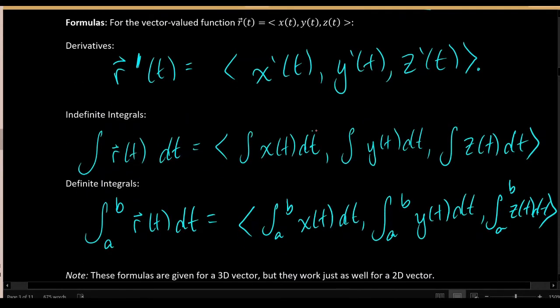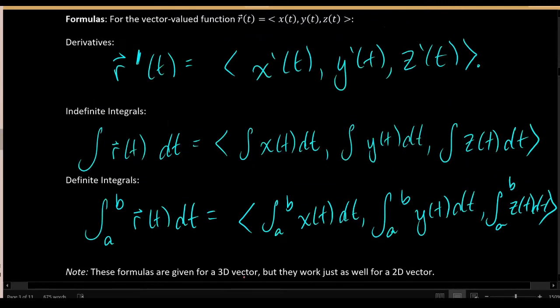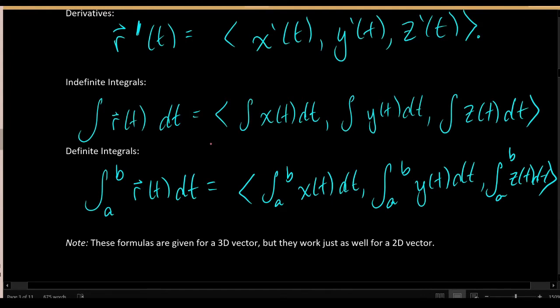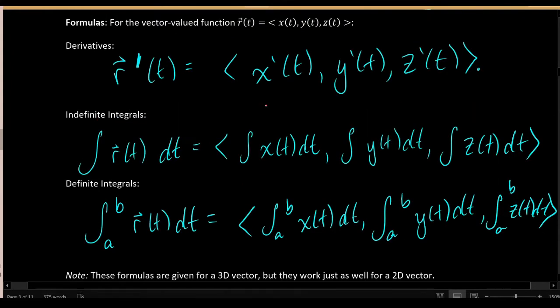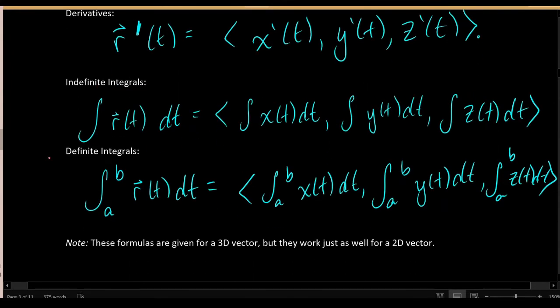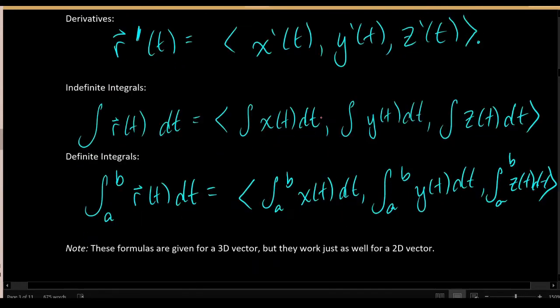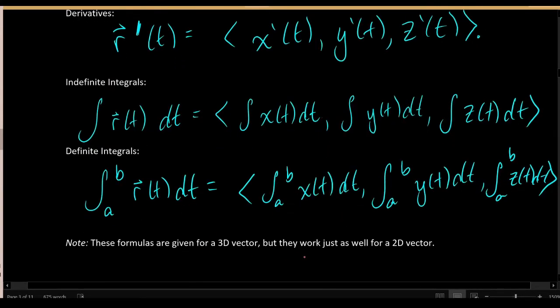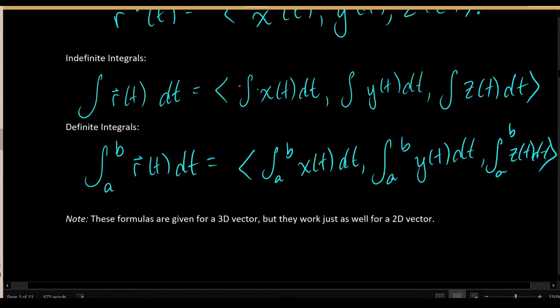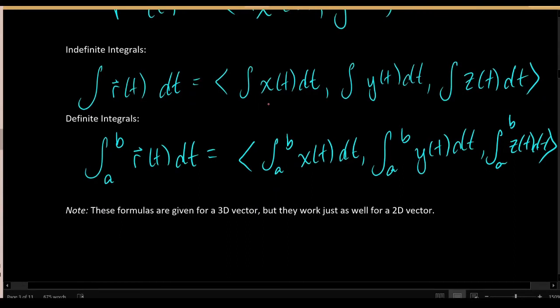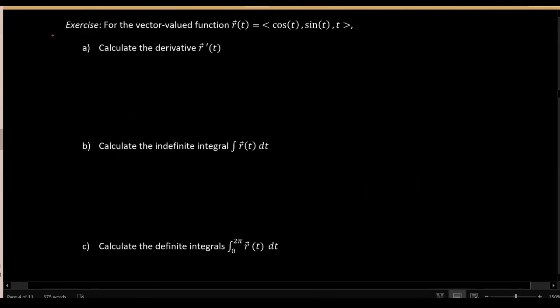Just a quick note, I have given all of these formulas in terms of 3D vectors where we have a z component, but in case your object is just moving in two-dimensional space and your vector-valued function doesn't have a z, then the same general principles apply. For a 2D vector-valued function, you can still take the derivatives one at a time, integrals one component at a time. Let's just get some really quick practice with these formulas before we go into an actual application.